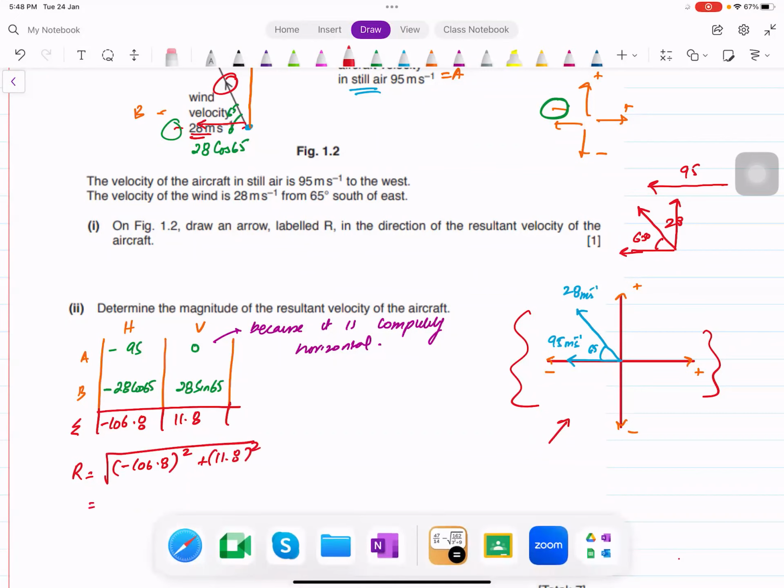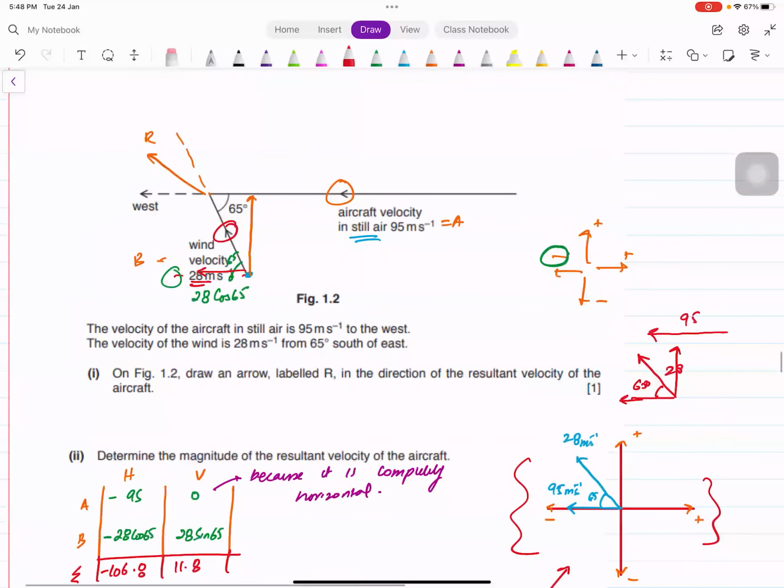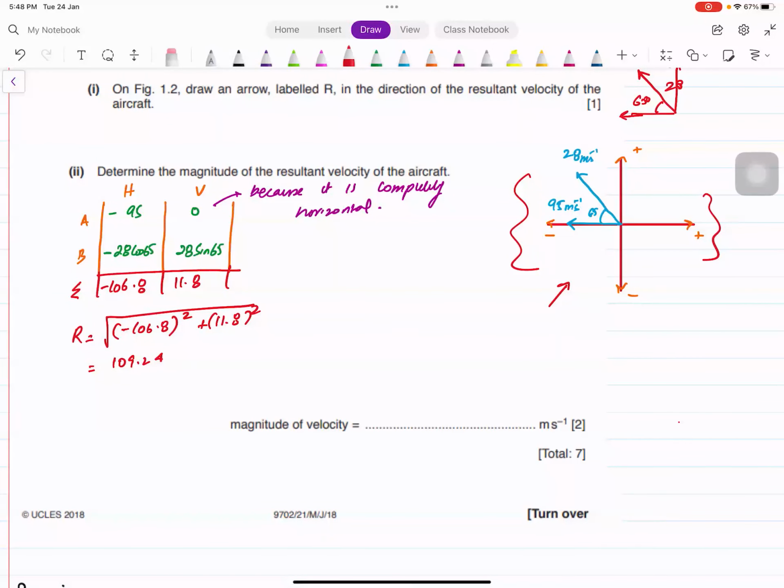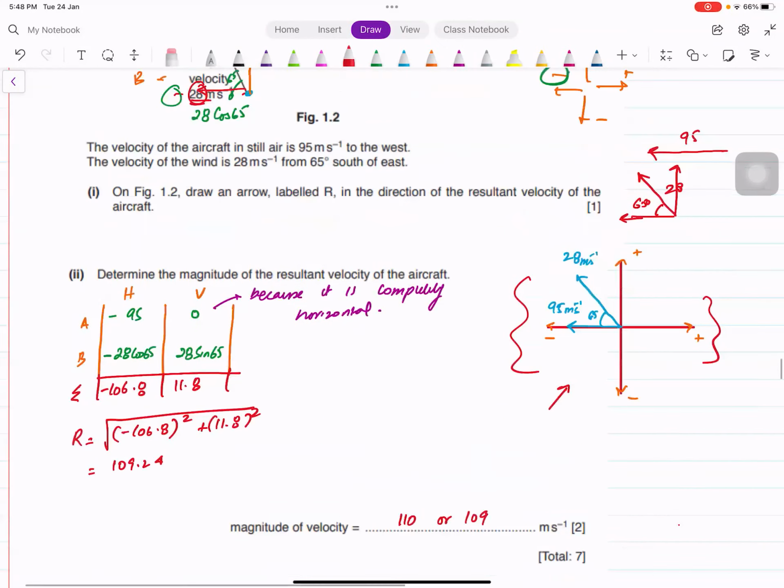109.24. Okay, 109.24. So now, again, if you look at them, this is two significant figures. This is also two significant figures. So I want to write it ideally in 2 or 3. So my answer should be like 110, or it should be 109 meters per second. Both are acceptable as long as you follow the rules. If you have any questions, please let me know.